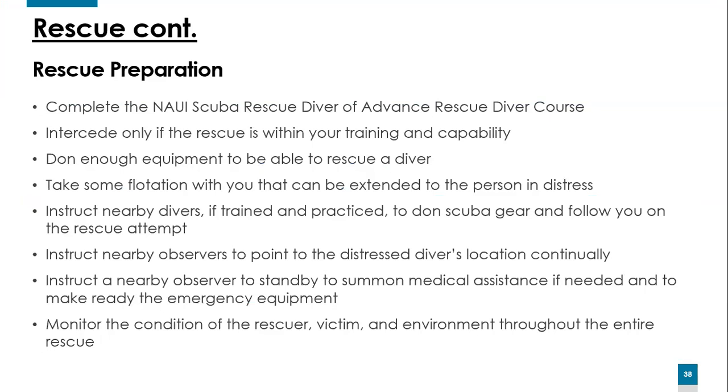All right, as far as rescue preparation, some steps you could take are completing the NAUI Scuba Rescue Diver or the NAUI Advanced Diver course. Those courses are available. Only intercede if the rescue is within your training and capability. Don enough equipment to be able to rescue a diver.